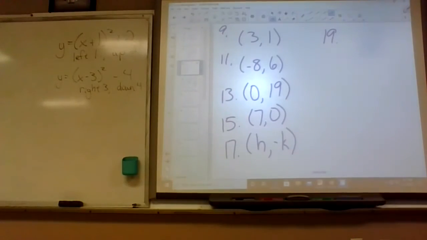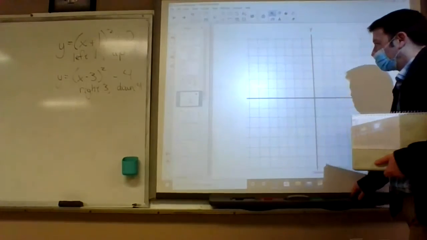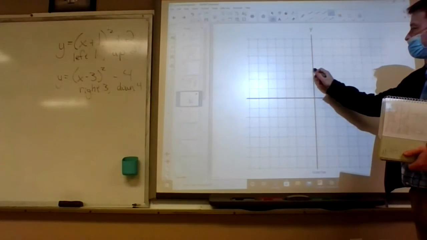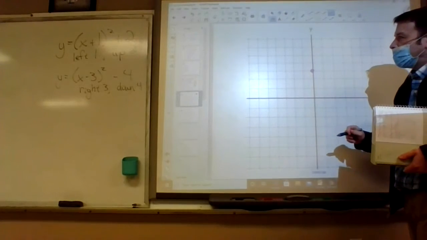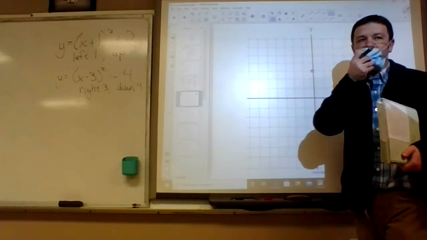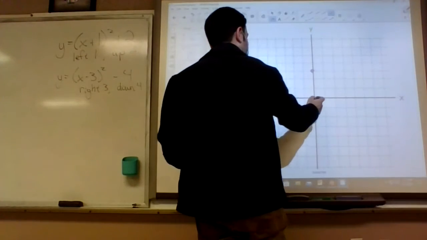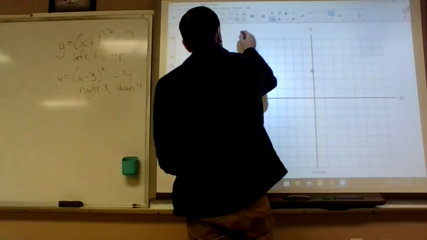We're on number 19. Okay, where's the vertex at? Up 3. So that's at (0, 3), right? Yeah. So don't use x equals 0 in your table, because we already have (0, 3).